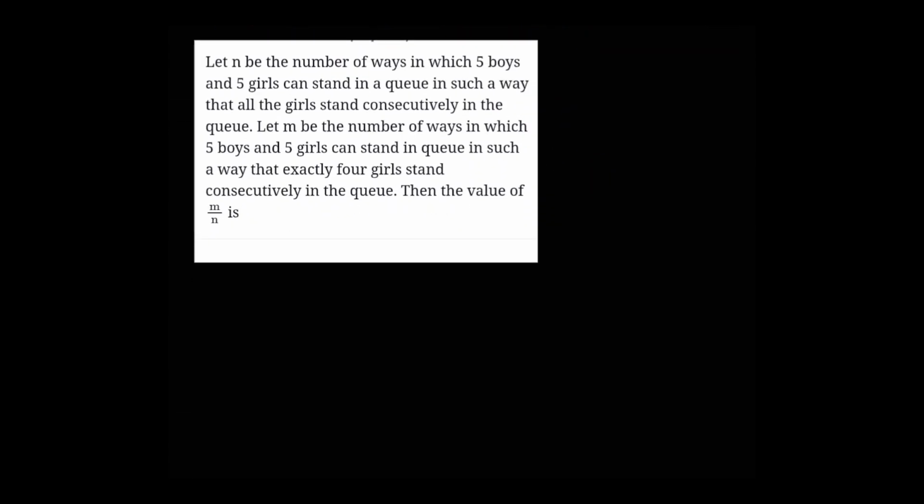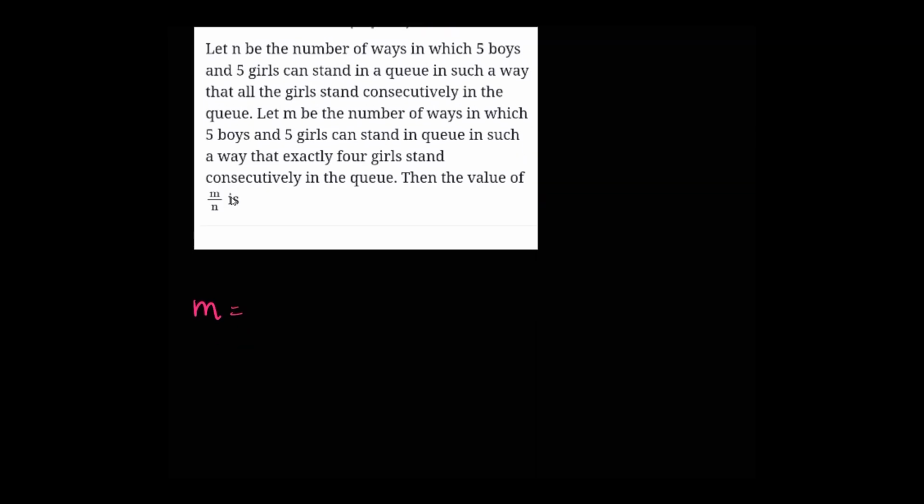Let n be the number of ways in which 5 boys and 5 girls can stand in a queue in such a way that all girls stand consecutively in a queue. And let m be the number of ways in which 5 boys and 5 girls can stand in a queue in such a way that exactly 4 girls stand consecutively in a queue. Then the value of m by n is. Now for this, first we will find out the value of n.